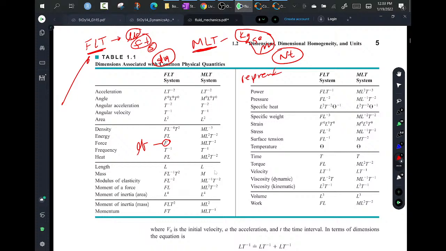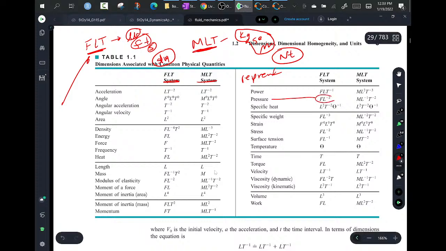So the fact of the matter is, this should be representation. For example, let's go down to pressure. Let's find pressure. Okay, pressure. Pressure is written in PSI, pascals, or a Newton per meter squared. It's written that way. It is not written this way.